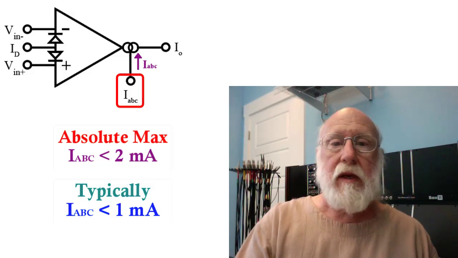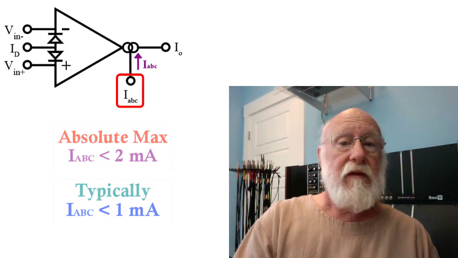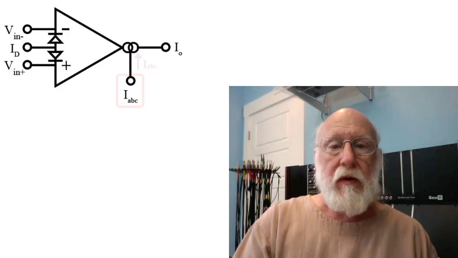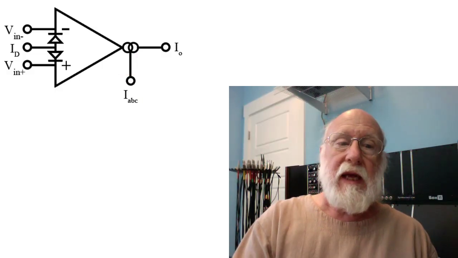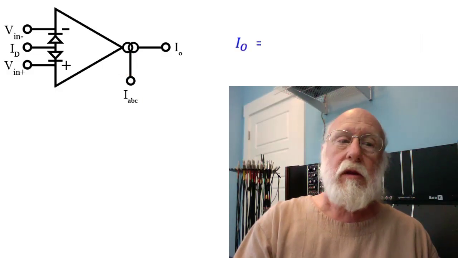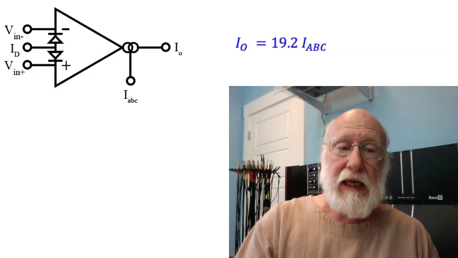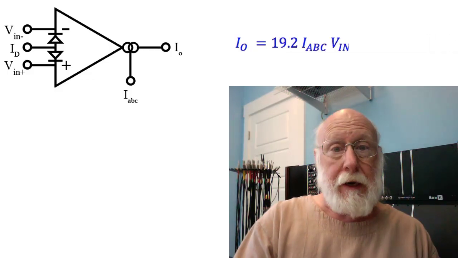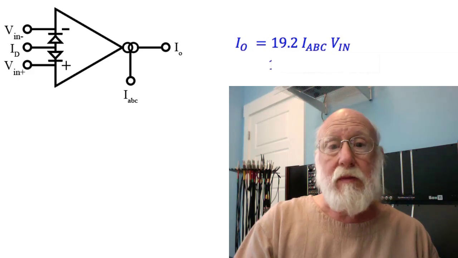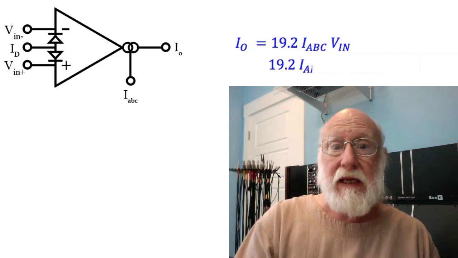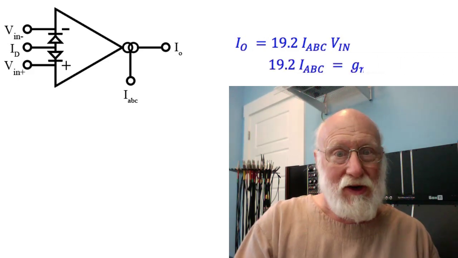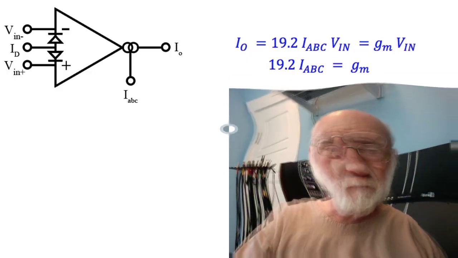Again, as mentioned in an earlier video, if you are not using the linearizing diodes, then the output current is given by 19.2 times IABC times V sub n. Now note that the 19.2 IABC is actually the transconductance G sub m.